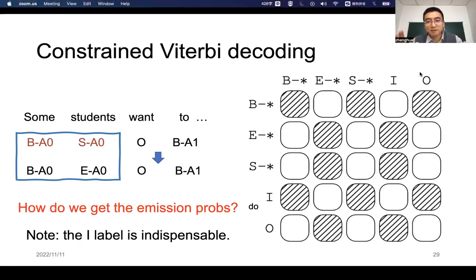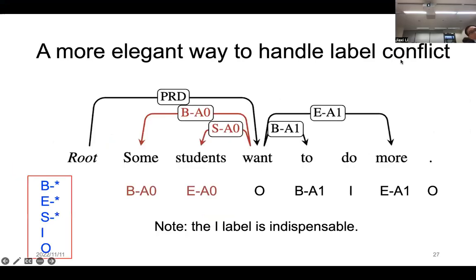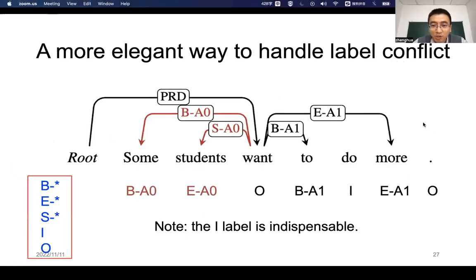Right. Okay, let me give you a big picture. You can see this one is a result of our model under the BES schema. You don't have an I label. You don't see this under part, you don't pay attention to it. You just look at here. This is the result of a model under the BES schema, and you can see there's some conflict.